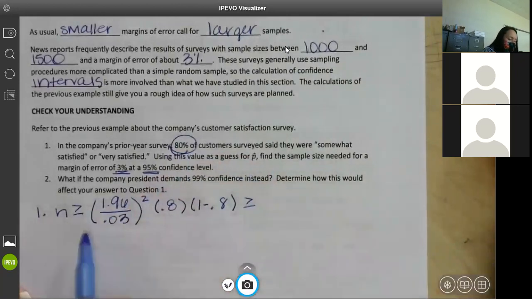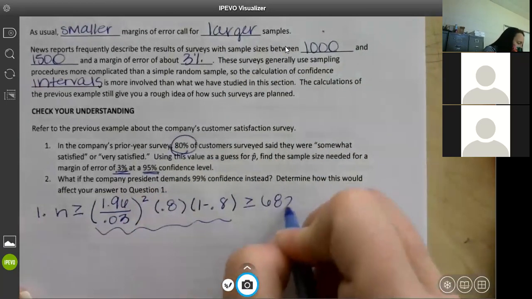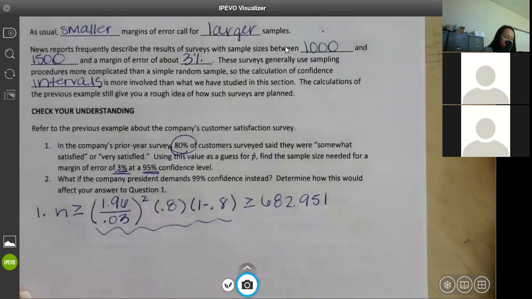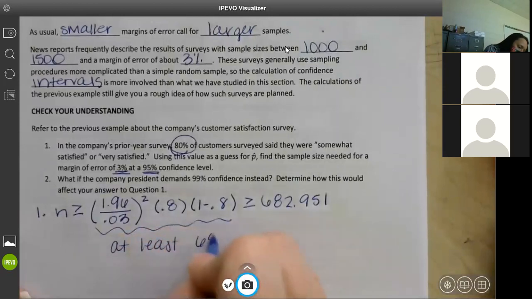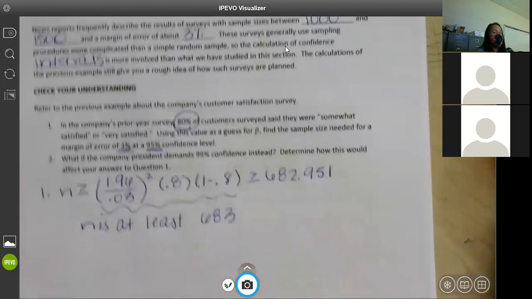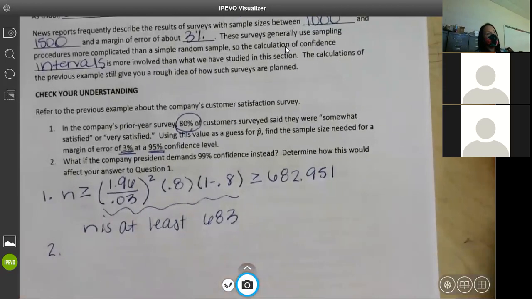When we put all of this in our calculator, we get 682.951. So what should our sample size be? So N is at least 683. So those will be on your Albert. I know because I've looked while going through trying to pick out questions, that these are some of those questions that are in the Albert.